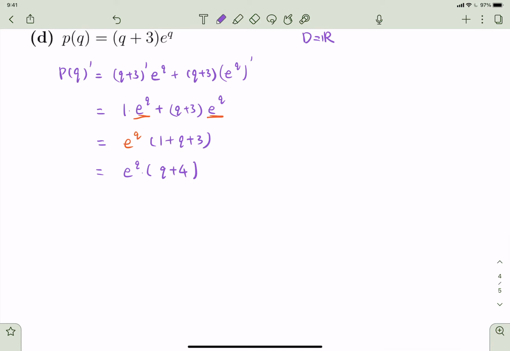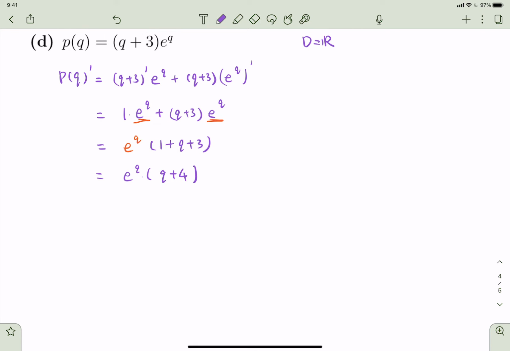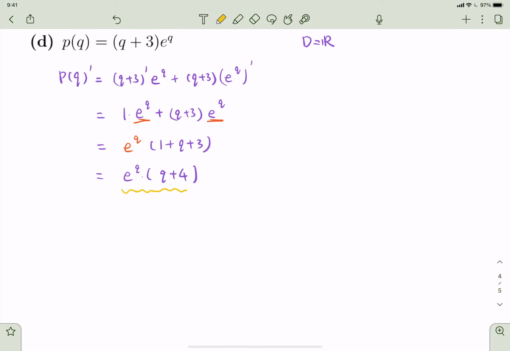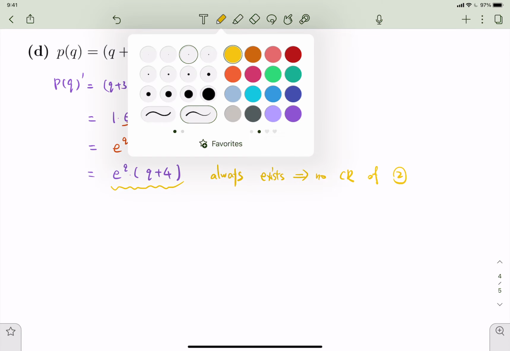So this function is the polynomial function times the exponential function, which always exists. So it means that there are no critical numbers of the second type, right? Because the derivative always exists. So we can only look for critical numbers of the first type.